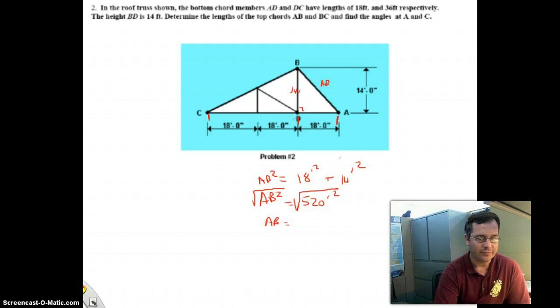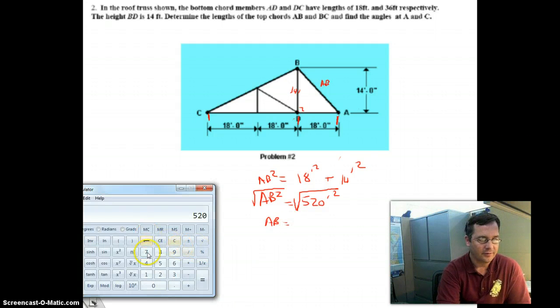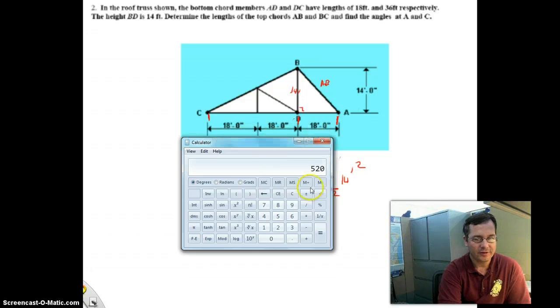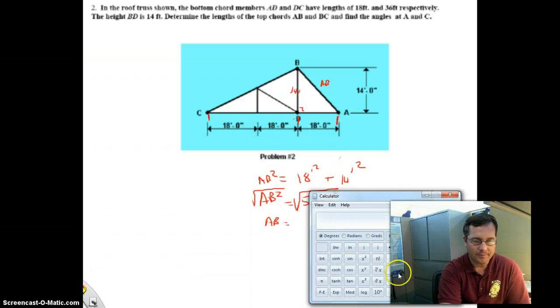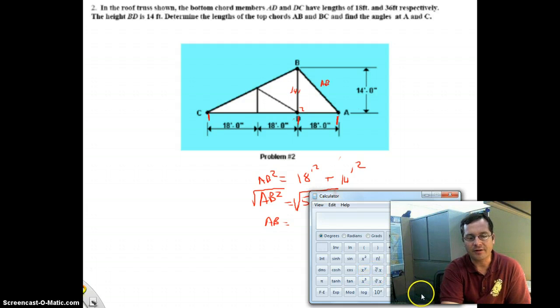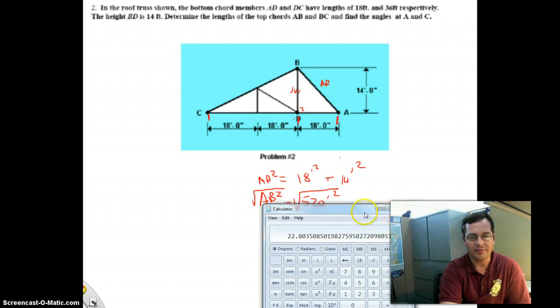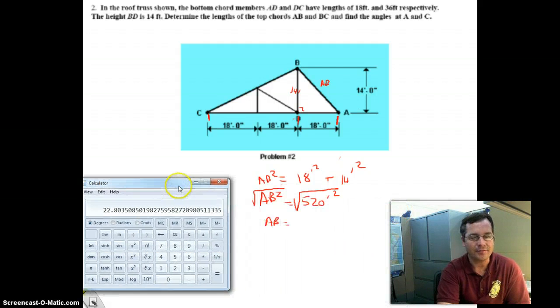The root of 520 is, so if you're using a calculator of this variety, it may or may not have a square root sign, but you have a couple of options. You can take the y-th root of x, or what I think is a lot easier is we just raise the base to the reciprocal of the root we want to take. So the reciprocal of 2 for square root is 1/2. So I'm going to raise it to the 0.5 power. And we find that the length of side AB is about 22.8 feet.